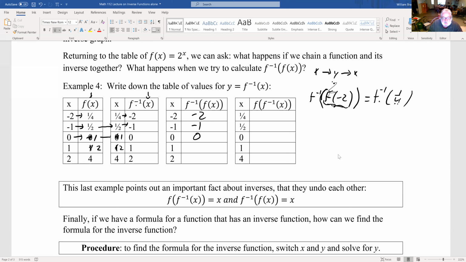Likewise, if we do it in the other direction, f inverse takes 1/4 to minus 2. So we set x equal to 1/4, and f inverse of 1/4 is minus 2. And if we take that minus 2 and look in f of x, minus 2 goes back to 1/4. Same thing, 1/2 goes to minus 1. And if you take that minus 1 and look back into the table for f of x, that takes it to 1/2.